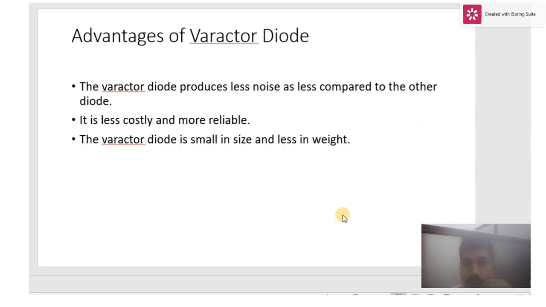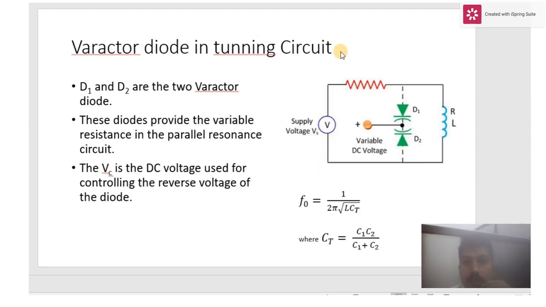What is the advantage of a Varactor diode? Basically, it has less noise compared to other diodes, and it is less costly and more reliable. A Varactor diode is also small in size and light in weight. We use the Varactor diode as a tuning circuit.